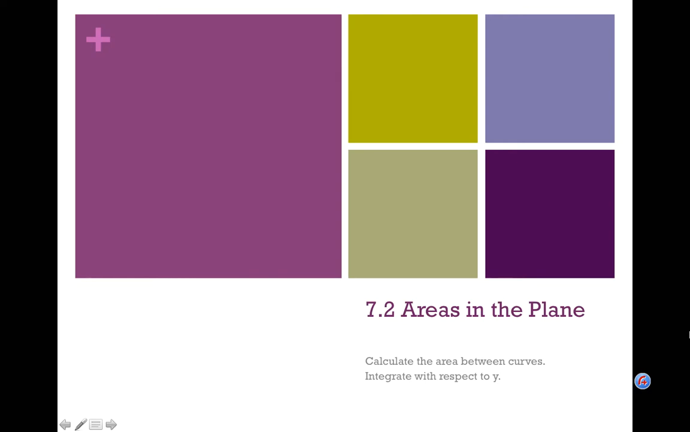Okay, welcome, ladies and gentlemen, to our lesson 7.2. We're going to be finding areas in the plane. Obviously not an airplane. Okay, so we're going to be looking at calculating areas between two curves, and looking at a little bit of new stuff for integration as well, integrating with respect to y. So that's our two big concepts for the day.